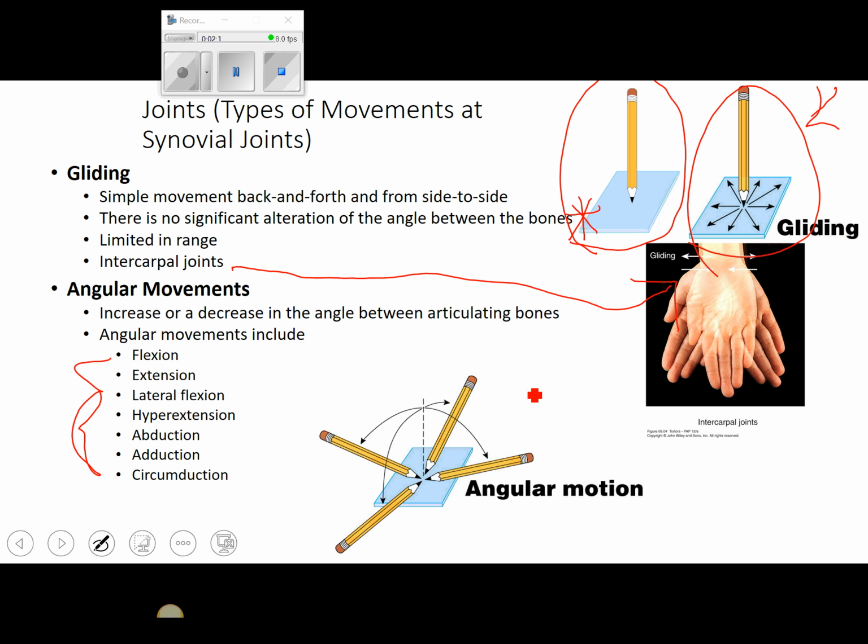If you look at this example of the pencil on the desk showing the angular motion, if you hold the point in position, you can move the free eraser end of the pencil forward and backwards, from side to side, or at some intermediate angle. These movements, which change the angle between the pencil shaft and the desktop, are examples of angular motion.